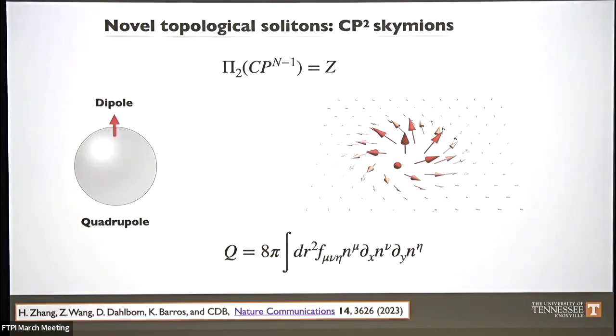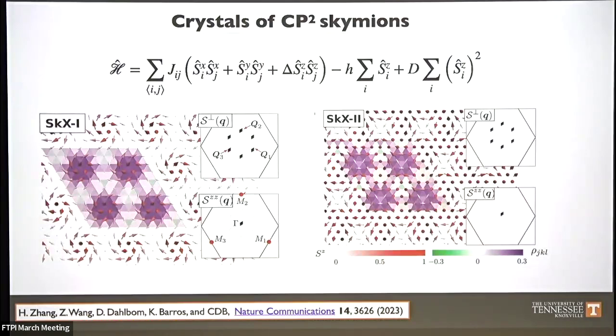And you can also find skyrmions in quantum paramagnets. The difference is that now you can have a dipole at the north pole and a quadrupole at the south pole, or you could have an octupole if you are working with SU4, or things like that. And you can find solutions like this one as metastable solutions, but you can also find crystals of these CP2 skyrmions using a very simple model. This is a spin-1 model with exchange and single ion isotropy in a magnetic field, right? So you can get skyrmions that combine quadrupole and dipole. That is allowed by this new classical theory.